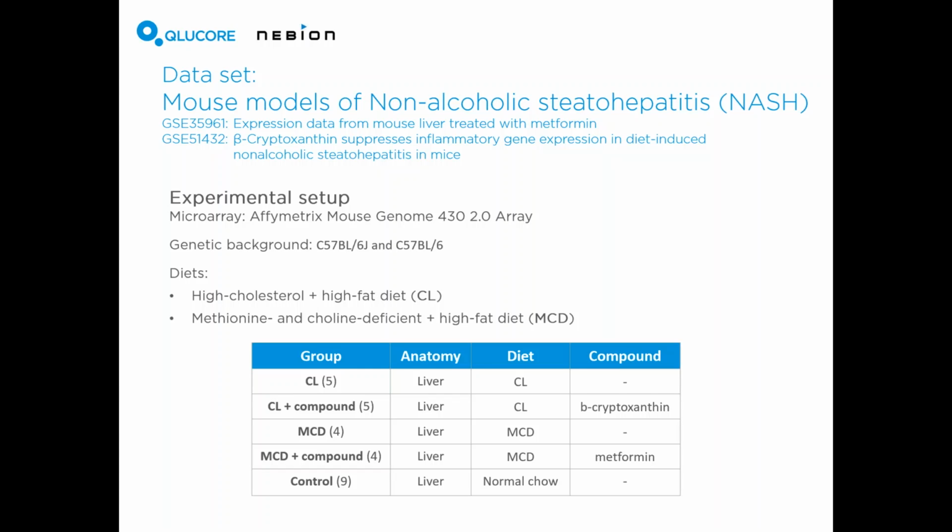Now, if we look at the sample numbers in more detail, we have 27 samples in total. In the first study, the CL diet, there are 5 mice that are fed control diet, 5 that are fed the CL diet and are hence diseased, and 5 that are also diseased but are additionally treated with a compound. And the same setting is applied in the second study, the MCD study, but here we have 4 mice in each group, and this makes 9 mice in total for the control group.